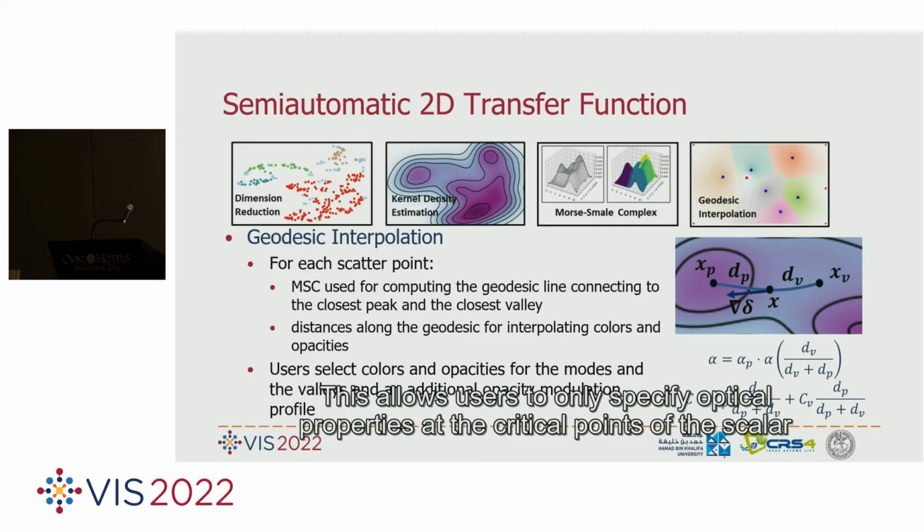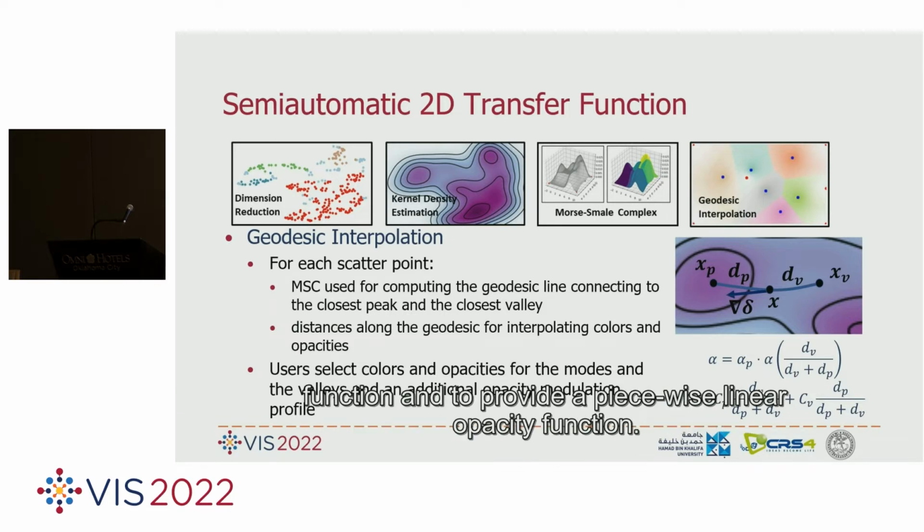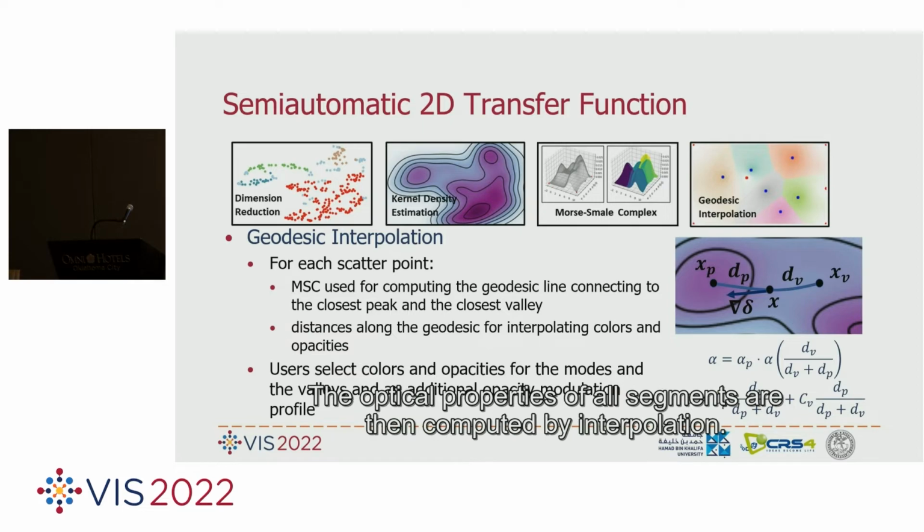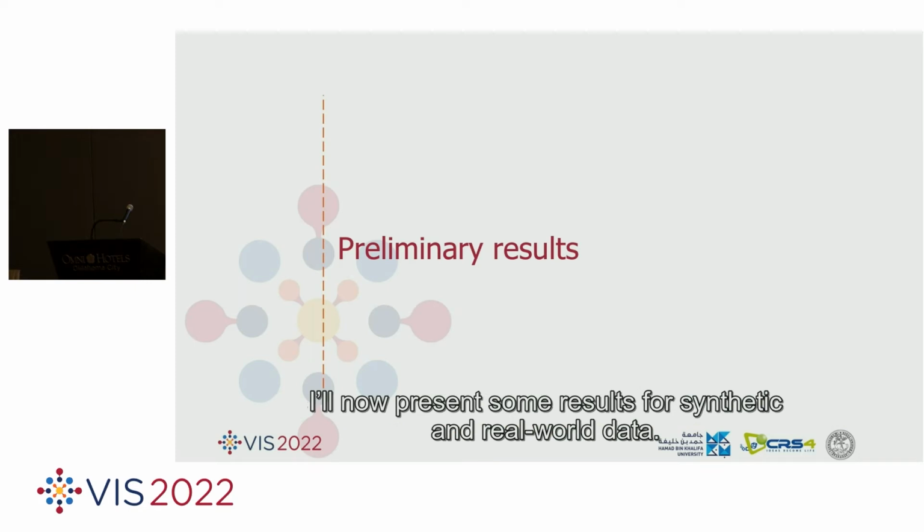This allows users to only specify optical properties at the critical points of the scalar function and to provide a piecewise linear opacity function. The optical properties of all segments are then computed by interpolation. I now present some results for synthetic and real-world data.